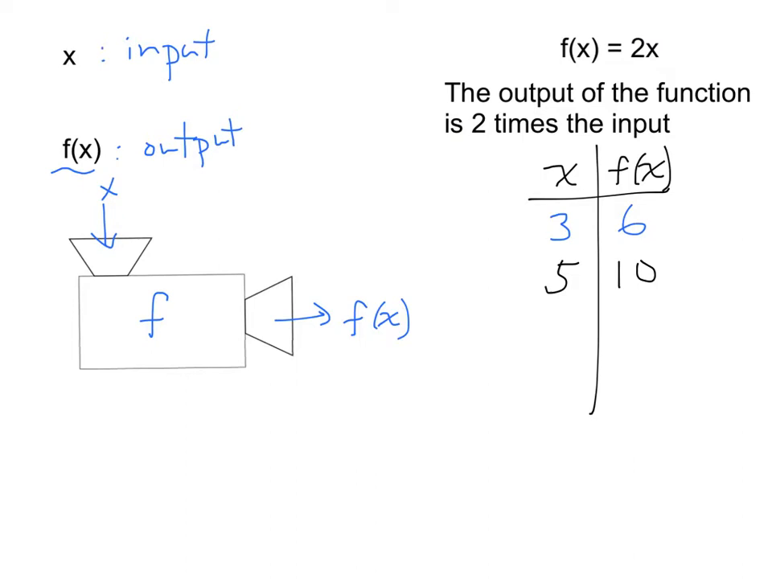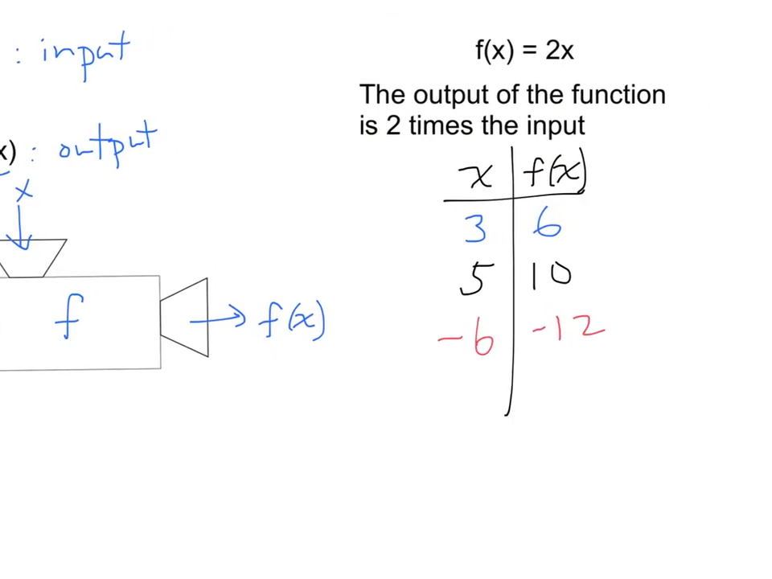Okay, let's look at one more. Let's say I input, I don't know, -6. If I were to plug in -6, the function would output 2 times that input. 2 times -6 is -12. Okay, so what I want you to understand here is that this table is just a way to record the inputs and outputs, right?